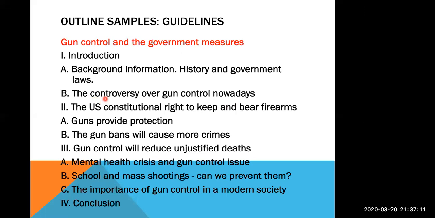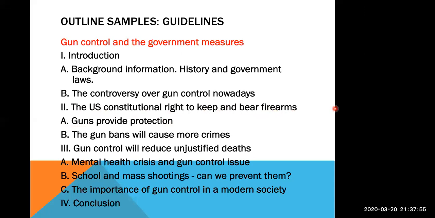So in fact, if you link these together, you will find out that these 2 subheadings are closely associated with the main title, the main heading, right? So the subheadings should not be separate; they should be related. In the second major heading, the researcher shows us the US constitutional right to keep and bear firearms. He tried to talk about guns, how guns provide protection for the individual, and how bans will cause more crimes. So he tries to defend this gun allowance or permission, you see?